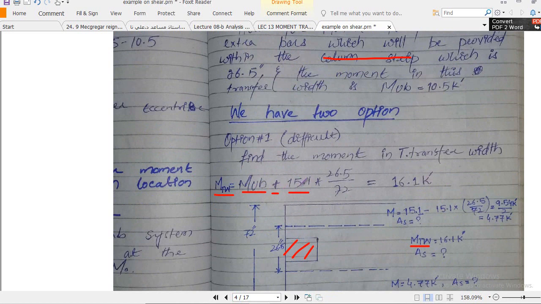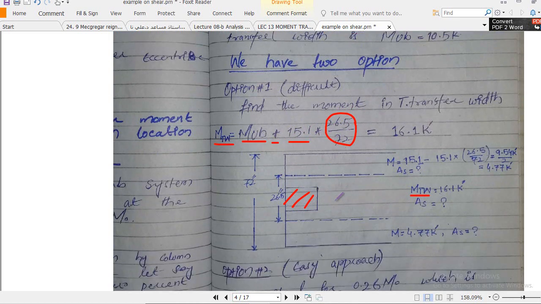15.1, right, which is the moment 0.26 times M naught. 26.5 divided by 72. This factor should be multiplied, and I already thoroughly explained this factor in my lecture number 14. So basically this is that fraction of moment which is acting in this transfer width zone, right?